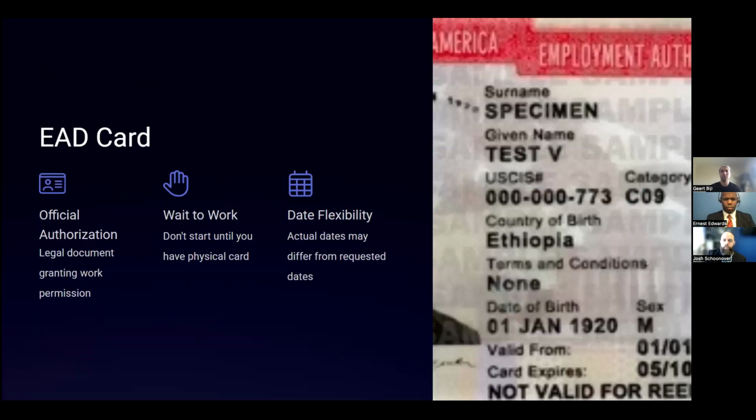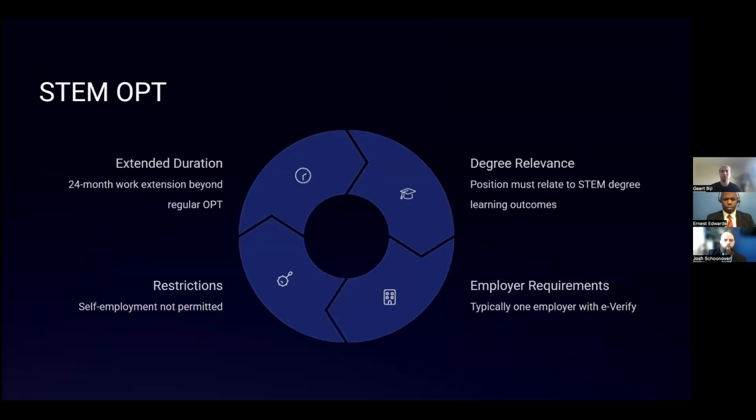Assuming you get approved, you'll get an EAD card. I already talked about that a little bit. When you're in STEM OPT, it's 24 months. You get approved for those 24 months all at once. Again, it does have to be related to the STEM learning outcomes of your degree. So make sure that there are STEM components to the position, even if it's not 100% STEM.